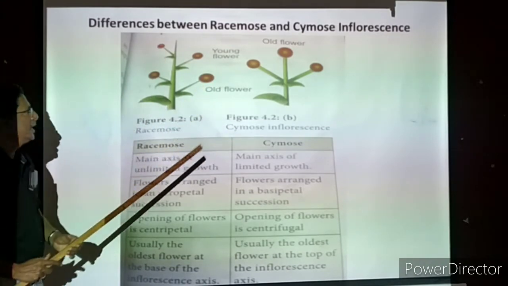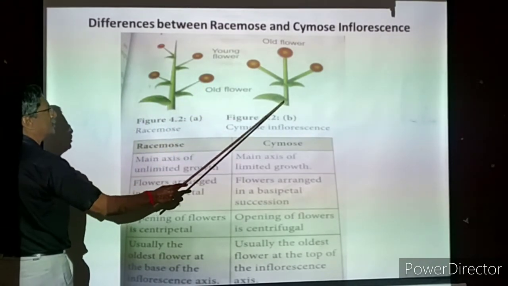Now, we will come to the next one, cymose inflorescence. Now, this is the peduncle.